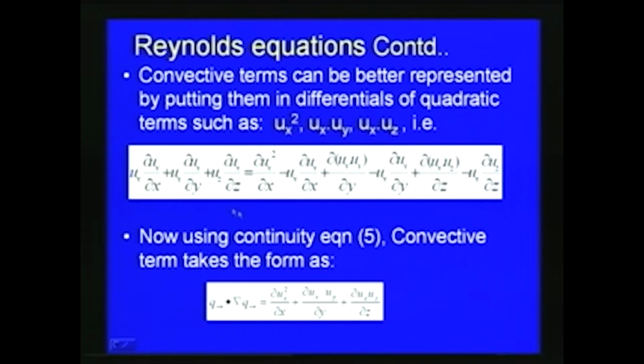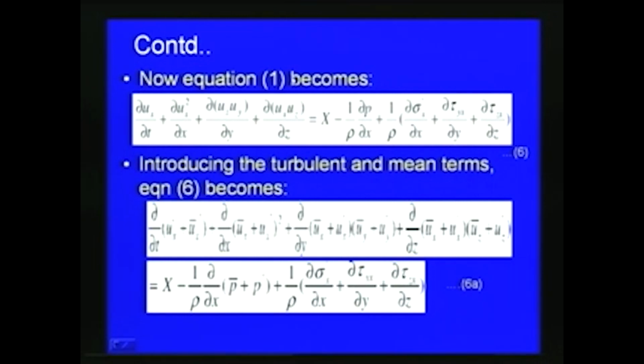And finally, the convective terms, as represented in this equation, become del u x square by del x plus del u x u y by del y plus del u x into u z by del z. So, the convective terms in the Cauchy's general equation are transformed into this form by mathematical simplifications. Now finally, this Cauchy's equation, or the equation of motion, we can write in this form after changing the convective terms as in the previous slide.